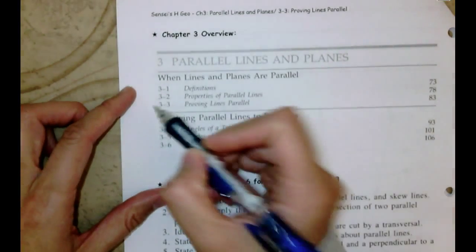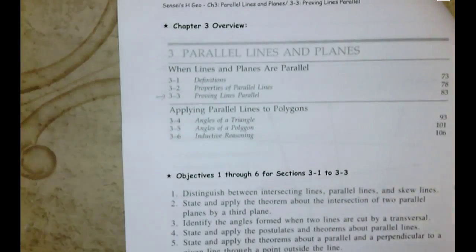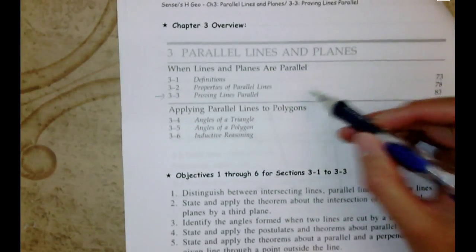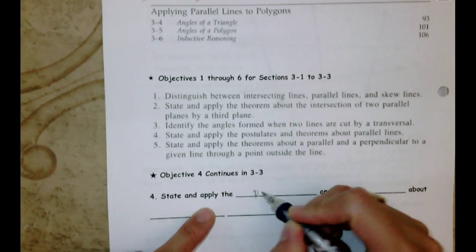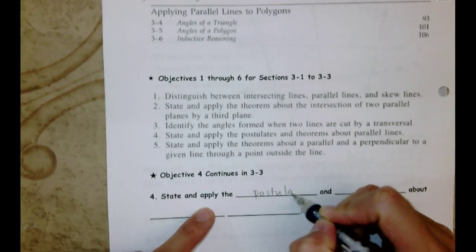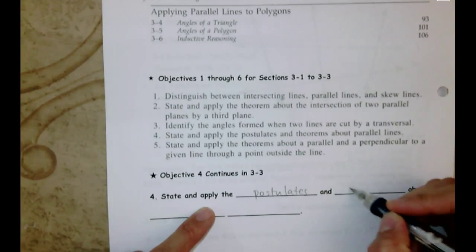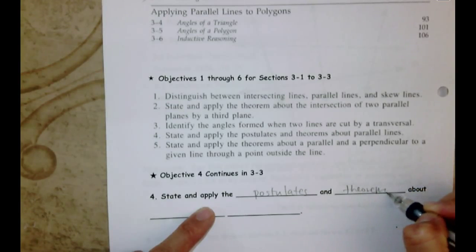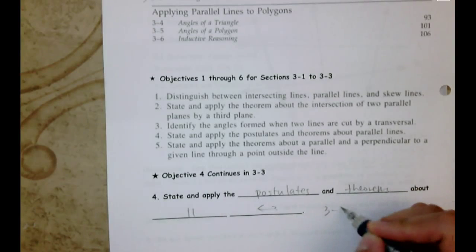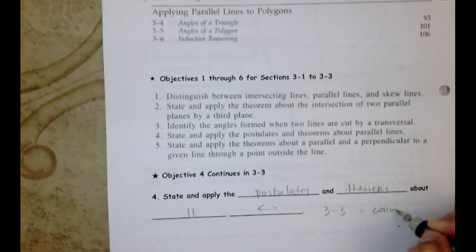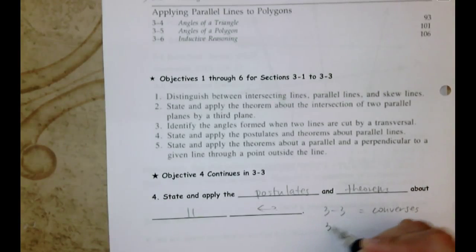All right, so we're here. After this, we're going to practice more proofs, and then we have a quiz. Okay, so objective 4: state and apply the postulate and theorems about parallel lines. 3.3 has the converses. 3.2 was conditional, okay?